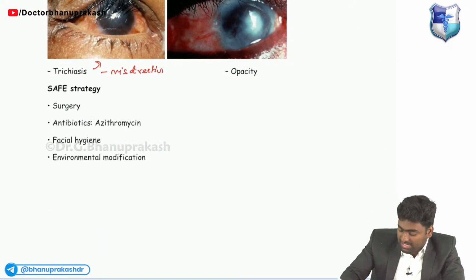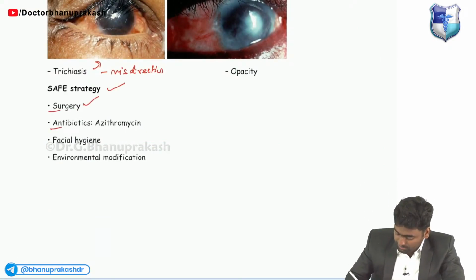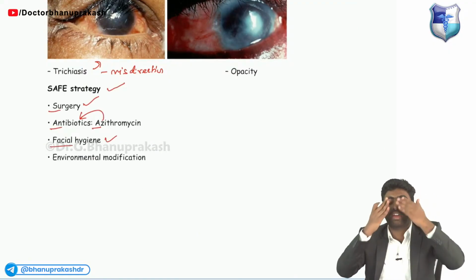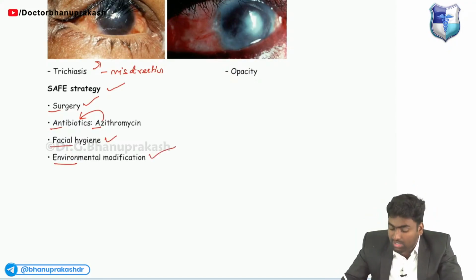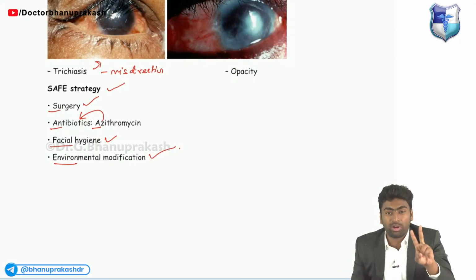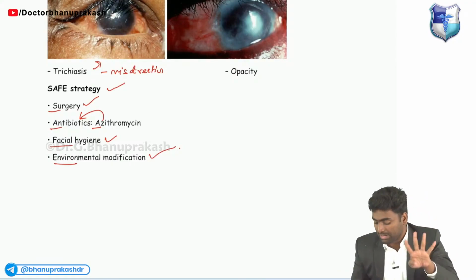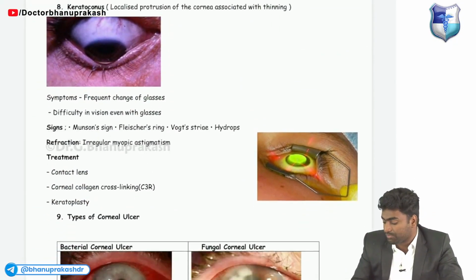And in trachoma, we'll use this strategy, which is known as SAFE strategy. क्या क्या करेंगे? Surgery करेंगे. Azithromycin, which is an antibiotic देंगे. Then we'll maintain this facial hygiene with cleaning of the face. Then we'll do this environmental modification. So S for surgery, A for antibiotics like azithromycin, F for facial hygiene, E for environmental management or environmental modification. Okay, this is about the trachoma.